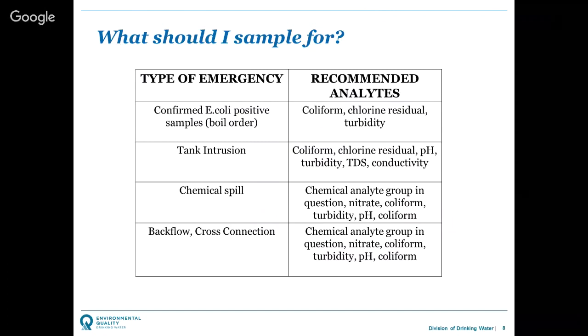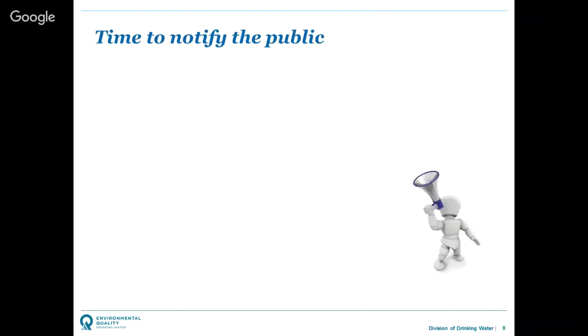Chemical spills, obviously, you're going to sample for the specific chemical analyte group in question, along with the basic cheaper chemicals like turbidity, pH, and coliform is easy. We always have you sample for coliform during an emergency. And then if it's a backflow or potential cross connection, it's about the same as a chemical intrusion. So these are just kind of the basics. If you get a hold of us during an emergency, this is where we would start with recommending for sampling.